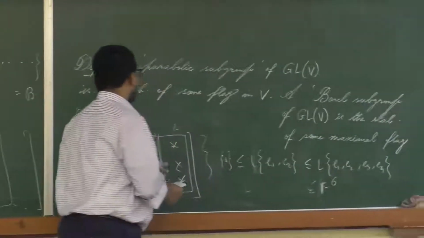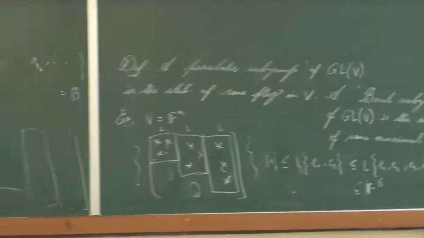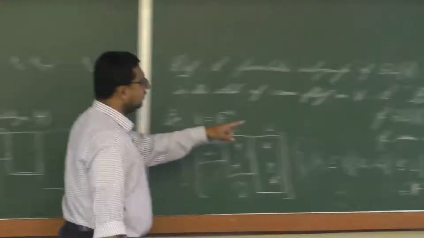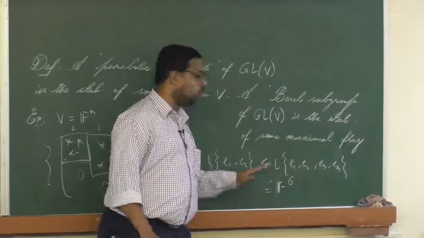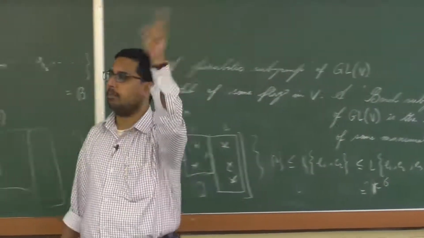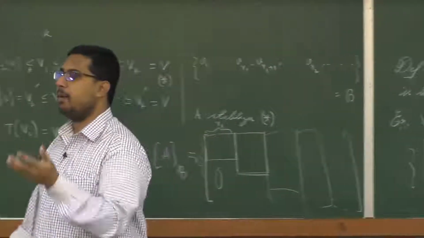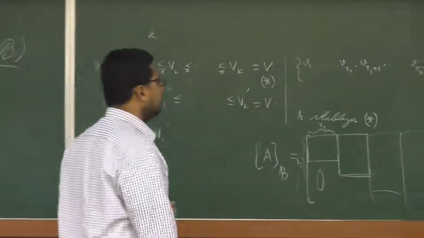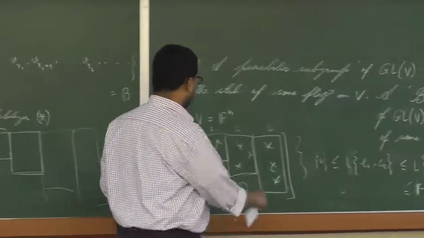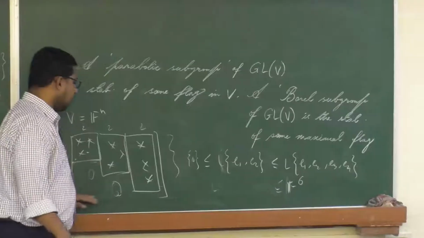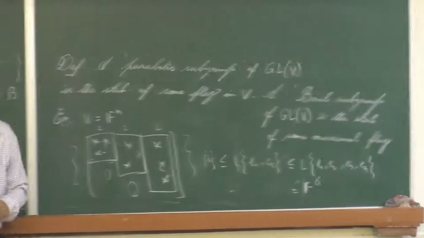Thus, Borel subgroups in GL_n(F) are the conjugates of the standard Borel subgroup of invertible upper triangular matrices, and a parabolic subgroup of GL_n(F) is conjugate to some subgroup of this form.